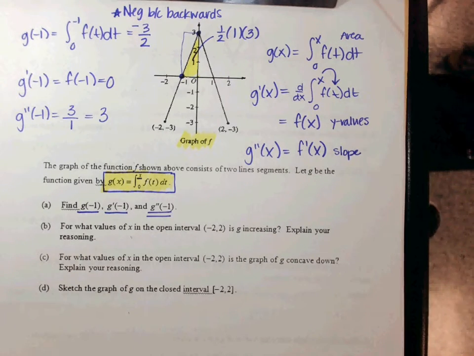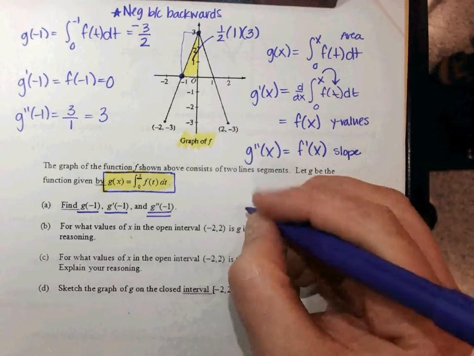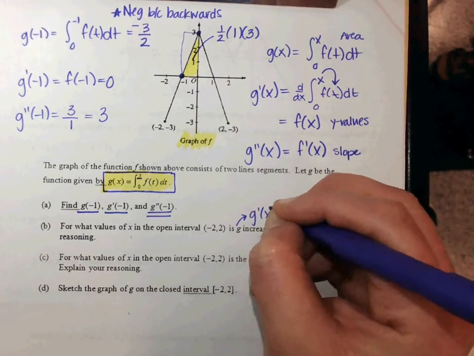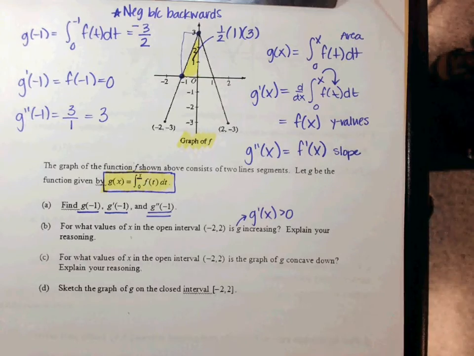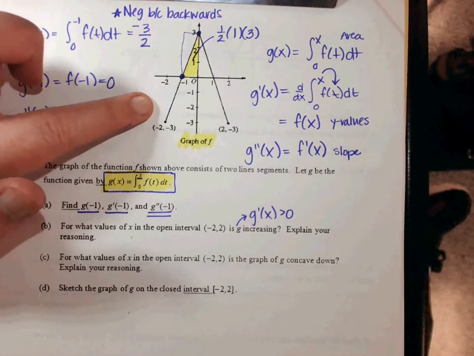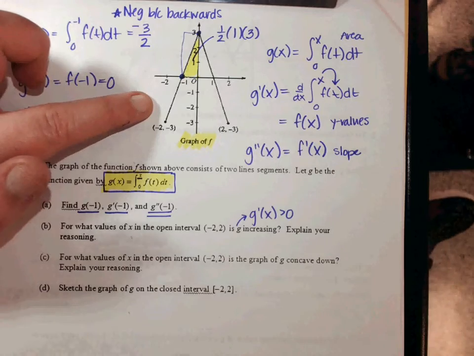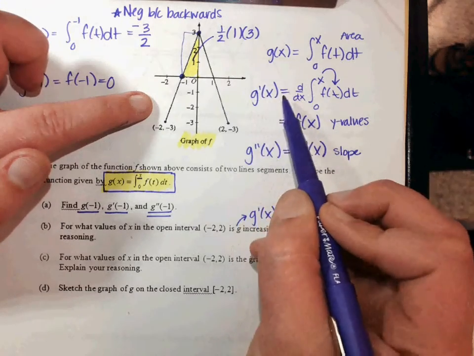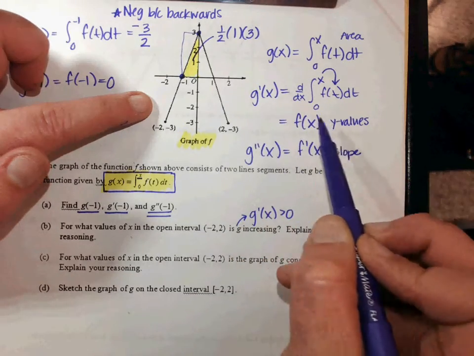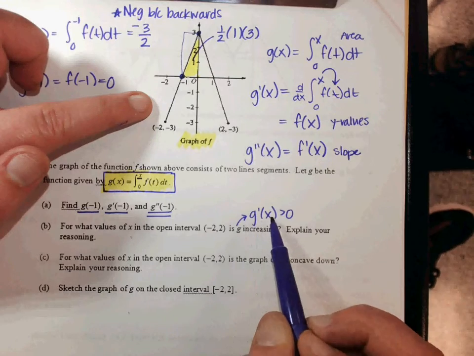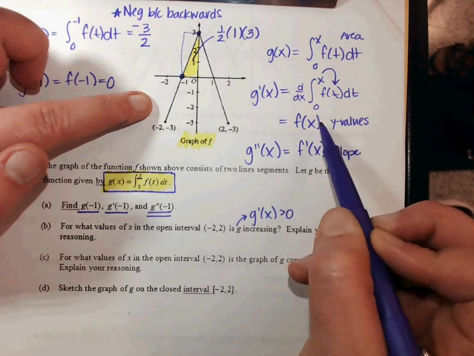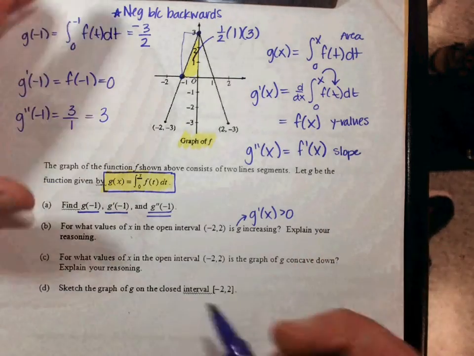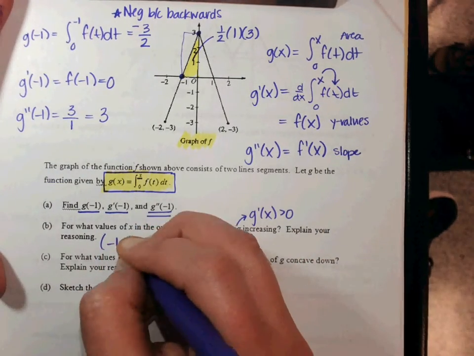Alright, part B. Part B says, for what values of x in the open interval negative 2 to 2 is g increasing? Well, g is going to be increasing when g prime is greater than 0, right? Now, is this a graph of g? No, this is a graph of f, but it can help us still answer the question. If I want g prime to be greater than 0, what is g prime in the graph of f? The y values. So if I want g prime to be greater than 0, I want f to be greater than 0. Where are my y values greater than 0? Negative 1 to positive 1.